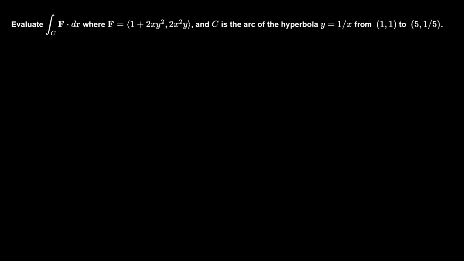Evaluate this line integral where this F is given by this vector, and we always denote the components by P, Q, R, but there is no third component, and C is the arc of the hyperbola, this C, from (1, 1) to (5, 1/5). So initial point, terminal point. So let's check if this force is conservative.